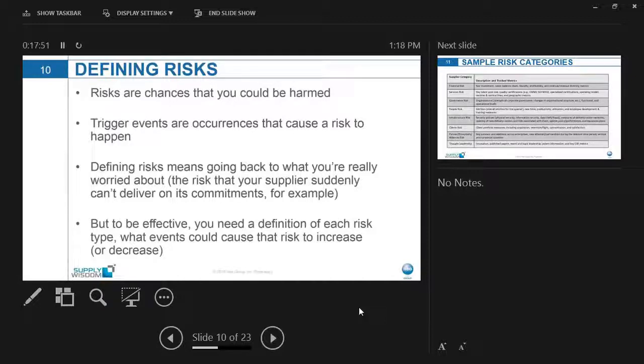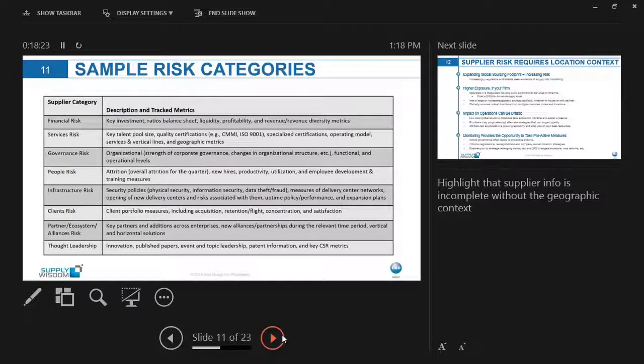So again, if you're worried about service disruption, there can be a set of trigger events that you might be looking for to see if that event will happen, and that's how you can think about tracking, right? So you have a definition of a risk type, and you track the kinds of events that could cause that risk to happen, and that's what you're monitoring. You're monitoring those events to see if they're increasing, decreasing, and what kind of impact they're having on the risk type. So as an example, let me show you some sample risk categories.